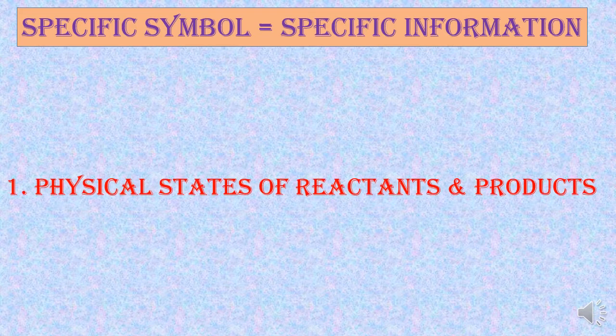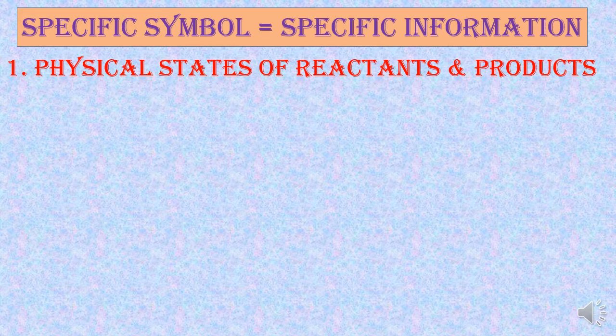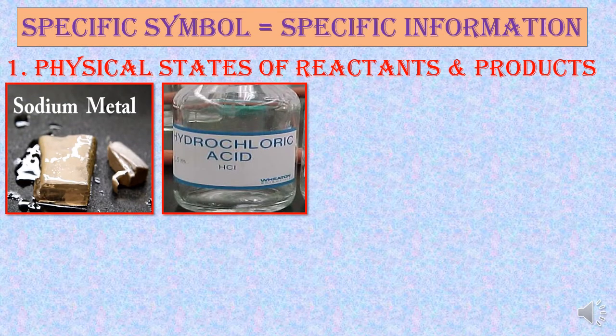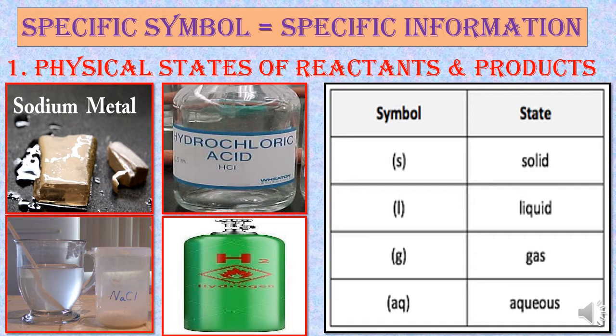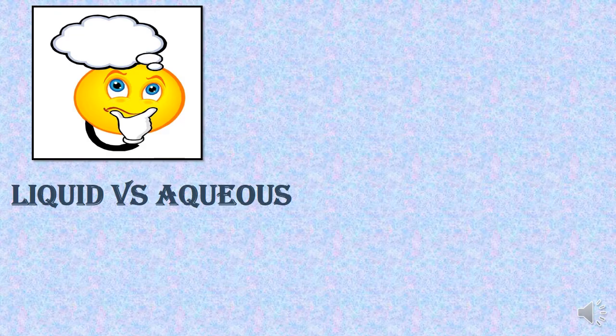So, let's begin. In order to make a chemical equation more informative, we must mention some information along with it. For that, we use certain specific symbols. Let's learn them one by one. Number one, physical states of the reactants and products. As we all know, they can either exist in the solid, liquid, gaseous, or aqueous state. The specific symbols for the representation of a solid state is small s, for liquid state small l, for gaseous state small g, for aqueous state small aq, all within brackets.